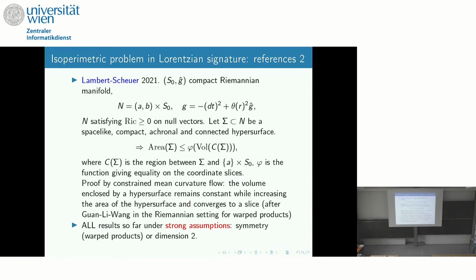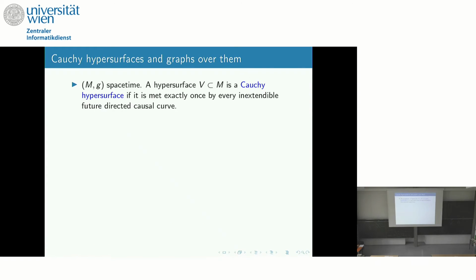And let me stress that you have either a strong assumption on the space, so the space is always a warped product, or it is of dimension 2. So another question is, what about higher dimensional spaces without symmetries? Can one prove any area bound, any isoperimetric type inequality?